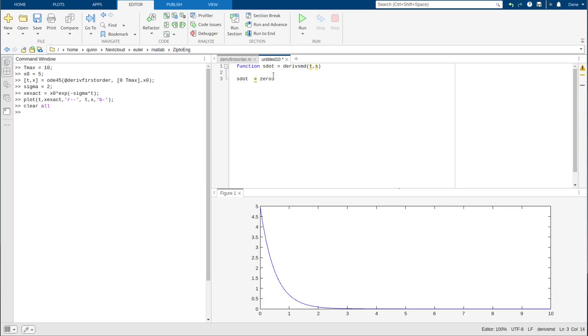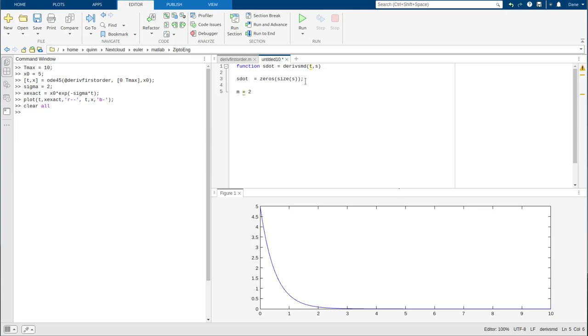By default, if you just say S1 and S2, it puts it in a row vector. So I tend to always start off and initialize S dot to be the right size, and I just write it as the size of S. This is going to take in a column vector, and I need it to return a column vector. So here I'm just initializing S dot to be a column vector.